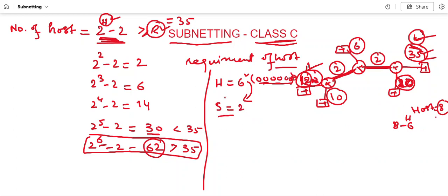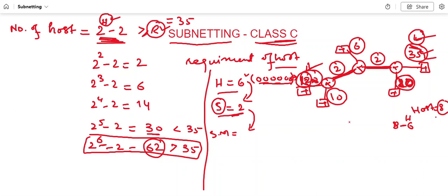With the help of this S, all these steps are interconnected with each other. So in the next step, we will get the value of the subnet mask with the help of the value of S. We know, and we have studied in our last lecture, that when we are borrowing bits from the host portion, those are the S bits.